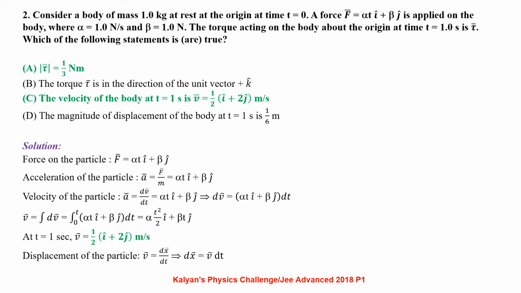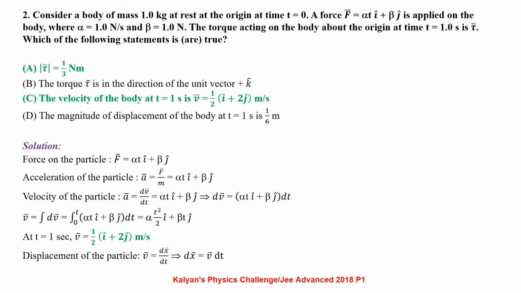Consider a body of mass 1 kg at rest at the origin at time t equal to 0. A force F equal to alpha t i plus beta j is applied on the body, where alpha equal to 1 Newton per second and beta equal to 1 Newton. The torque acting on the body about the origin at time t equal to 1 second is tau bar. Which of the following statements is correct?